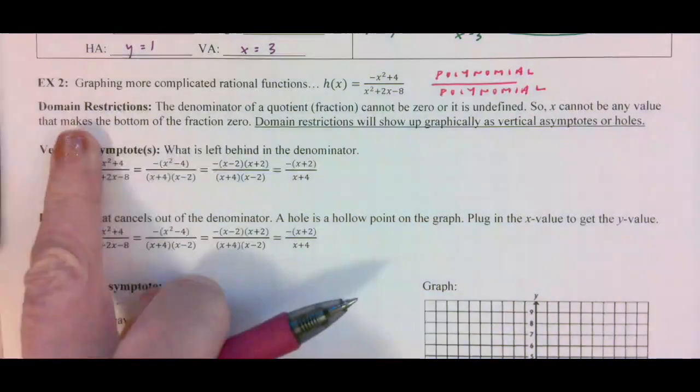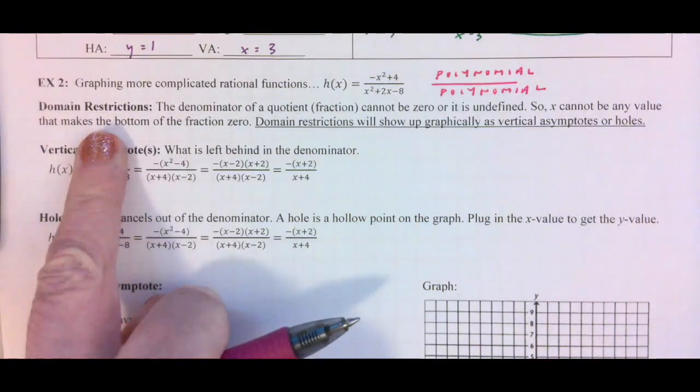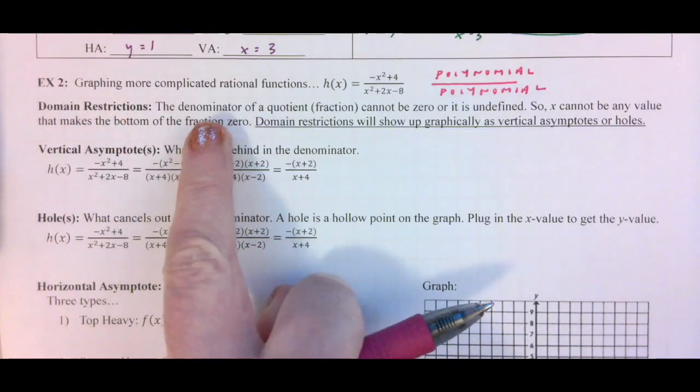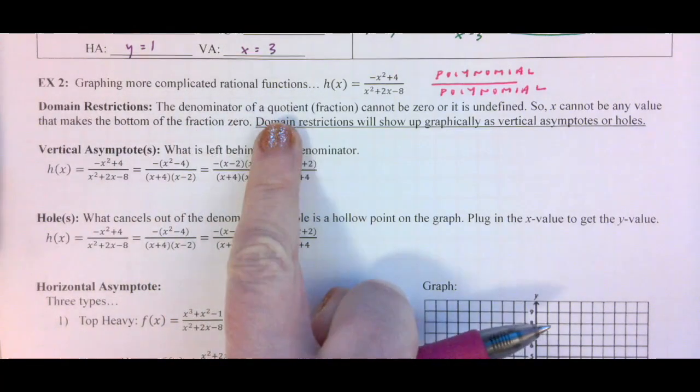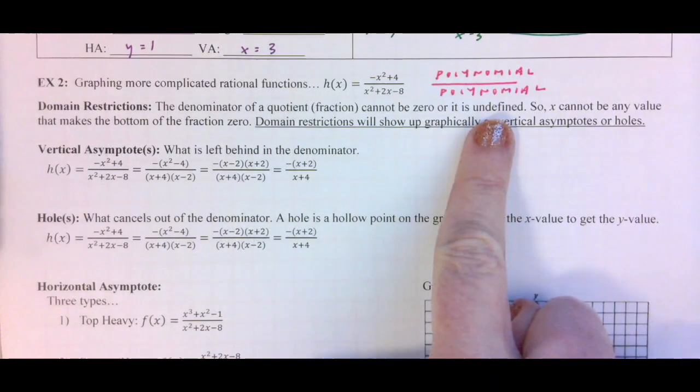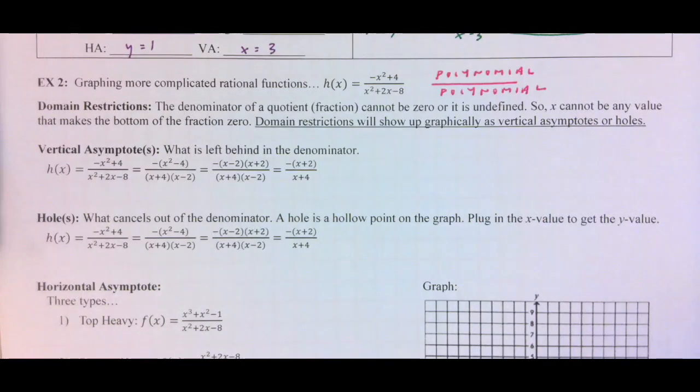Okay. We recognize that we have this domain restriction for any rational function. We know that the denominator of a quotient, fancy word for fraction, can't be 0 or it's undefined. So x cannot be any value that makes the bottom of the fraction 0. When we start to graph these, we're going to see that those domain restrictions are going to show up graphically as vertical asymptotes or holes.